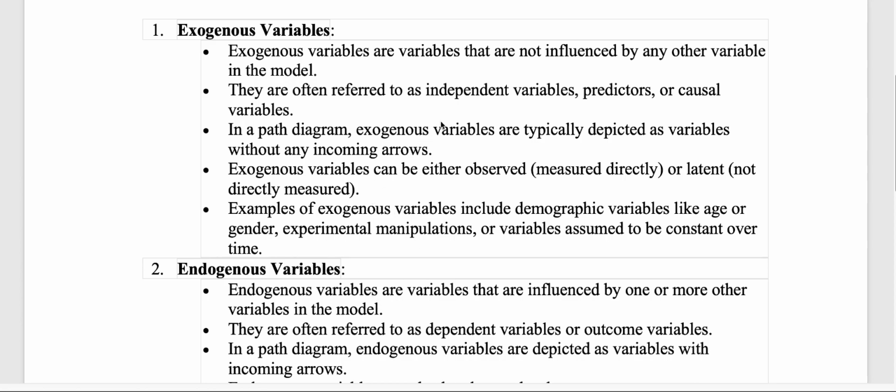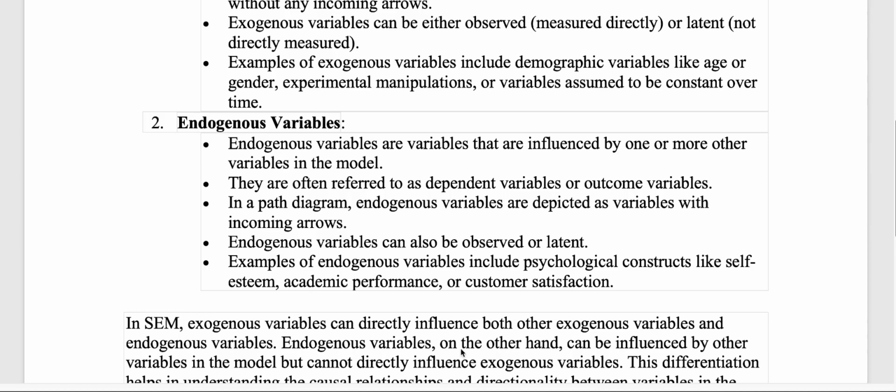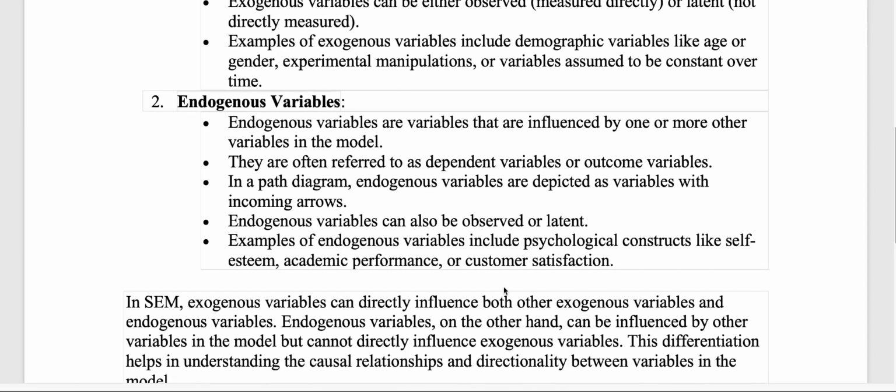Exogenous variables are often referred to as independent variables, predictors or causal variables. Here, endogenous variables are often referred to as dependent variables or outcome variables. In the path diagram, endogenous variables are depicted as variables with incoming arrows. Endogenous variables can also be observed or latent. Examples of endogenous variables include psychological constructs like self-esteem, academic performance or customer satisfaction.